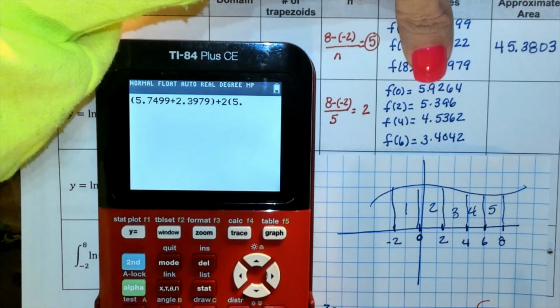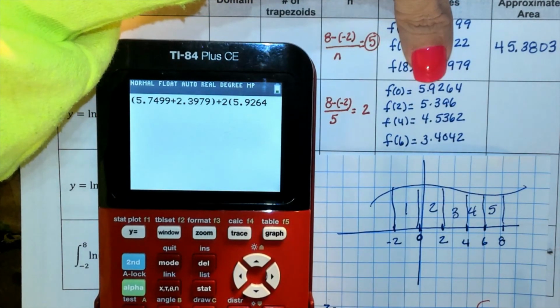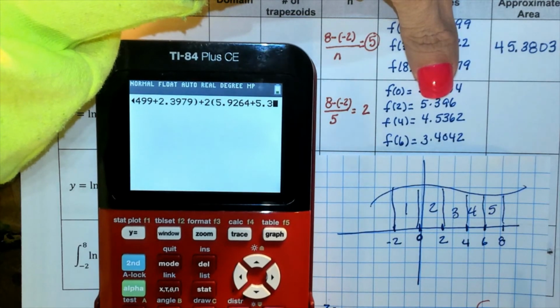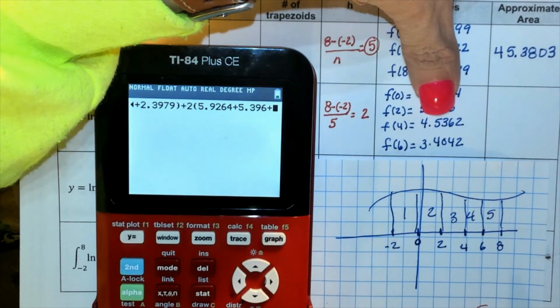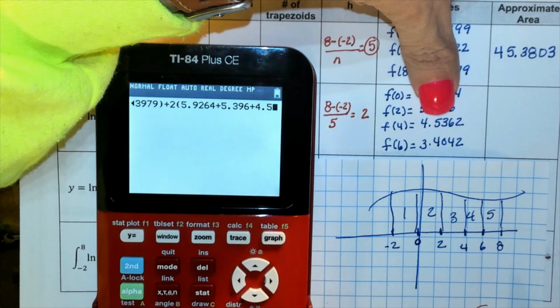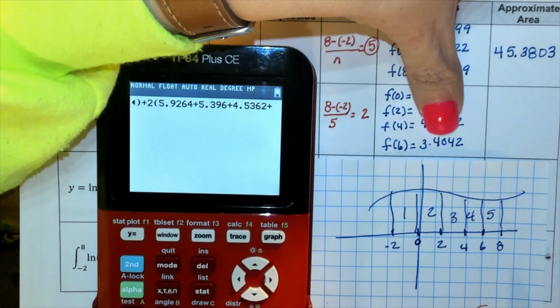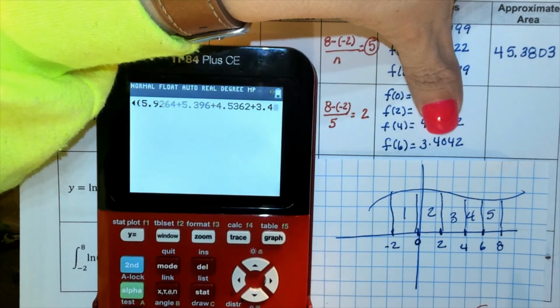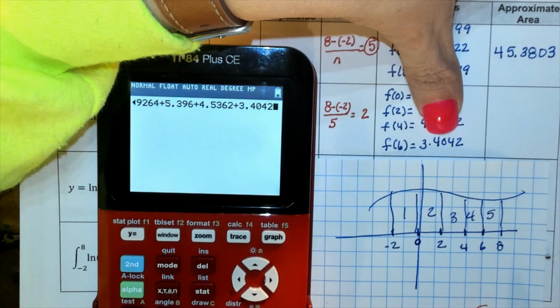So 5.9264 plus 5.396 plus 4.5362 plus 3.4042 parenthesis.